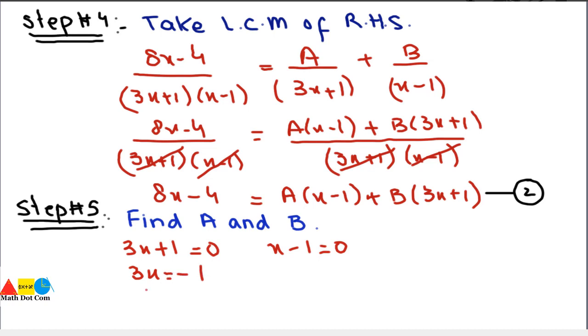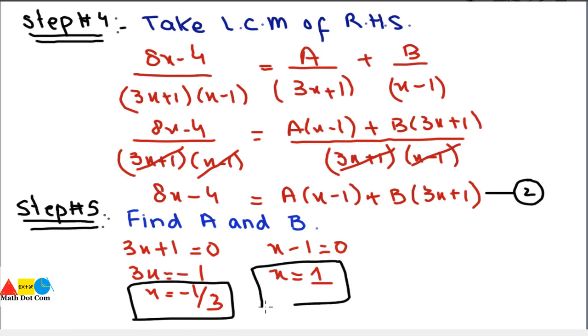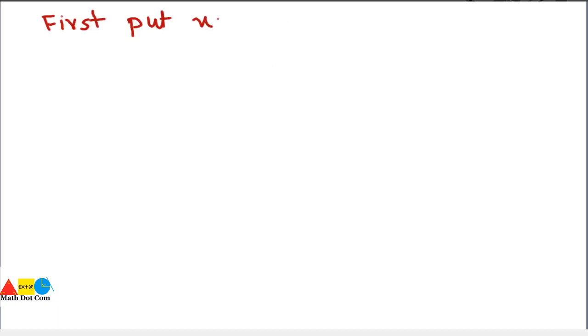So let's find it out. 3x equals minus 1 and x equals minus 1 by 3. So one root that we have got is x equals minus 1 by 3 and another is x equals 1. So these are the two roots that will be helpful in order to find the value of a and b by putting these values into this equation. So let's put the values in the equation so that we can easily compute the value of a and b. First, put x equals 1 in equation 2.